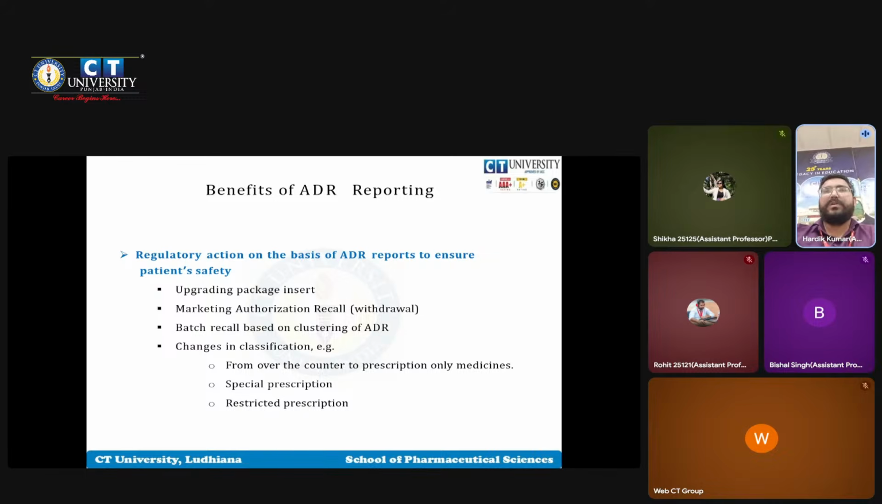The regulatory actions on the basis of ADR reports to ensure patient safety include upgrading the package insert, marketing authorization recalls, batch recall based on the clustering of ADRs, and changes in classification. If the ADRs are reported correctly and in an exact way, the government can recall those products that are producing adverse drug reactions or unwanted effects in human bodies. So the next slide, please.